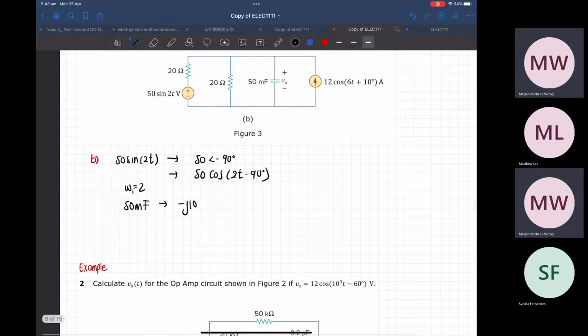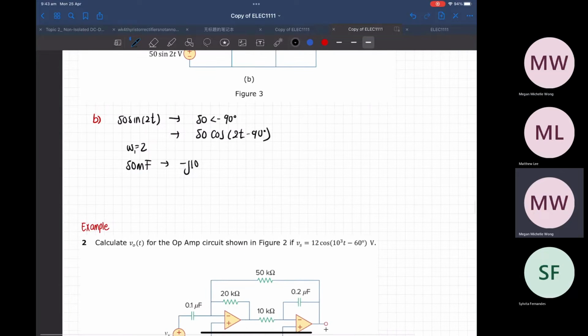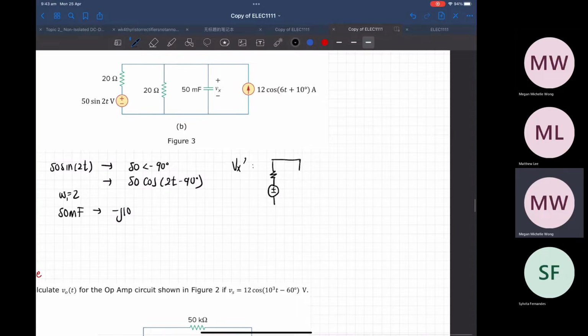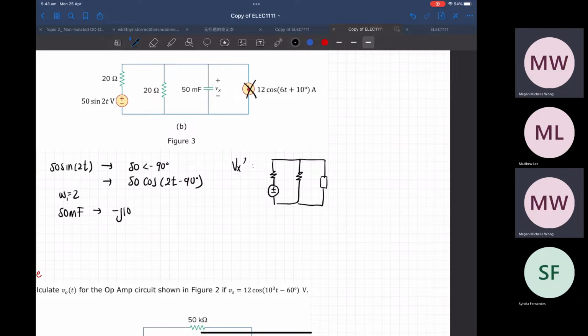So the first one, say I call it Vx prime. I'll have this circuit. And then my impedance. And this is off in this case. So I get my J10, my 20, and then 50, angle of minus 90.